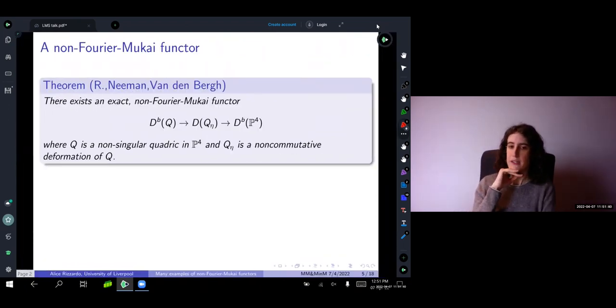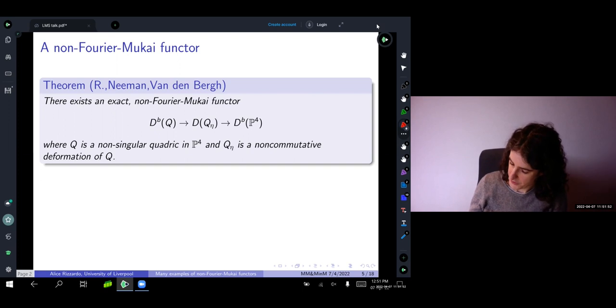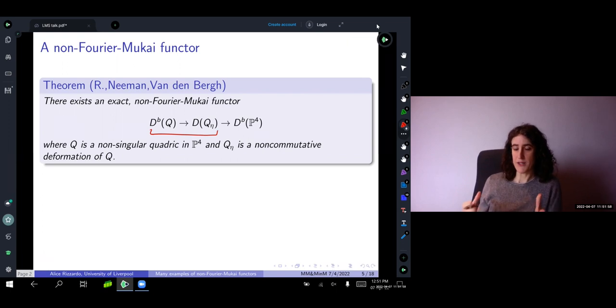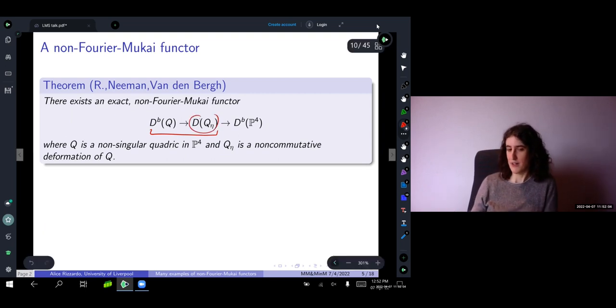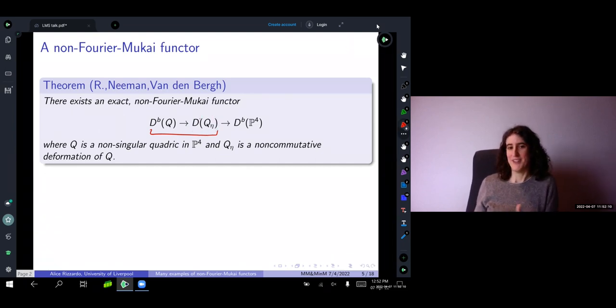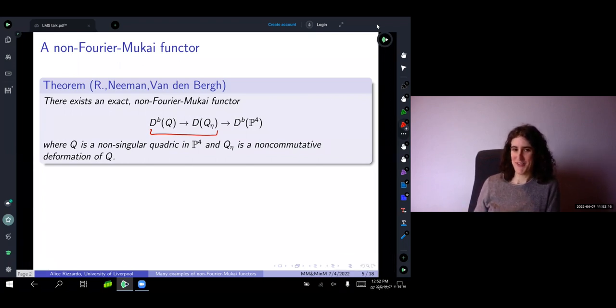So the way that we constructed this passes by a non-commutative deformation of the quadric. And so there's a composition of two functors, this functor between the derived category of a quadric and the derived category of a non-commutative deformation of it. And I'm going to explain better what this is. And then, if you just write it like this, nobody would be really impressed, because this derived category of Q eta is kind of weird. And then you push it forward again to the derived category of P4.